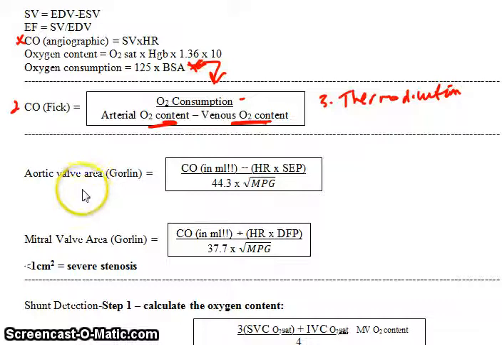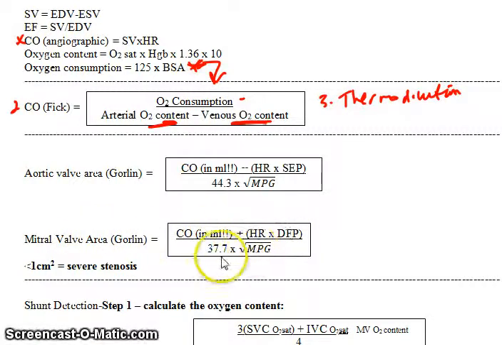Remember, when we're talking about a stenotic aortic valve or a stenotic valve in general, there's going to be a pressure gradient. There's going to be a pressure difference on either side of the valve. And so that's what we're talking about here. And that value will be given to you. Then there is the mitral valve area, which is very similar. The only difference is that you are going to be using the DFP, which is the diastolic filling period. And so that's the amount of time that the mitral valve is open.